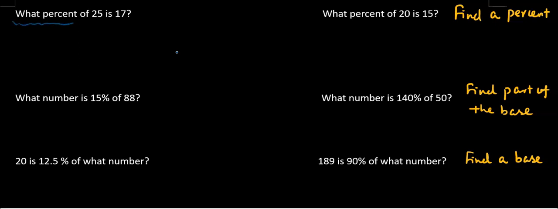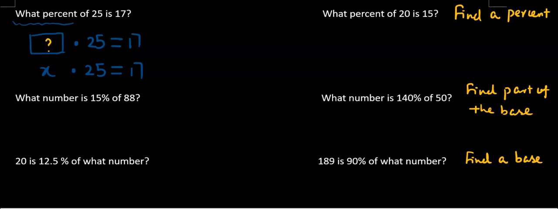What percent? We don't know. We can put a box here, or we can put X here. Your choice, all right? So I'm gonna use X of 25 equals 17. You can continue to use this box, find out what number I can put here, or you can continue to use X times 25 is 17. I'm gonna put down here X times 25 is 17.